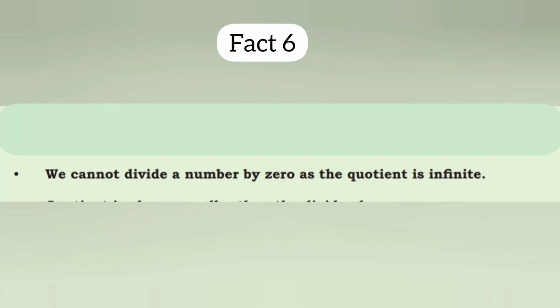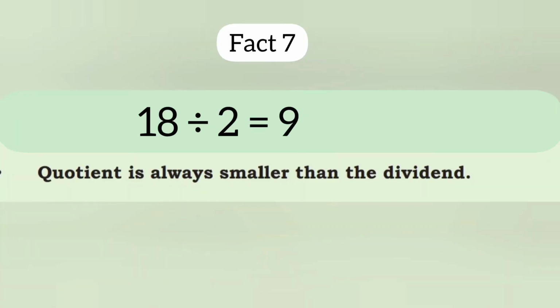The next property is, quotient is always smaller than the dividend. Now look at the example of 18 divided by 2 is equal to 9. What's the quotient there? 9 is the quotient, and as you can see, the quotient 9 is always smaller than the dividend, which is 18.